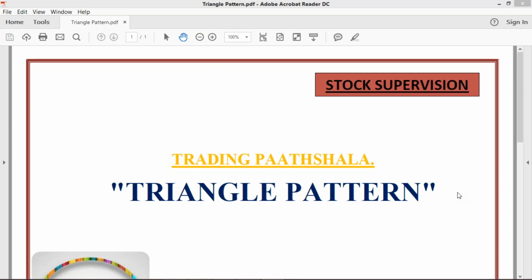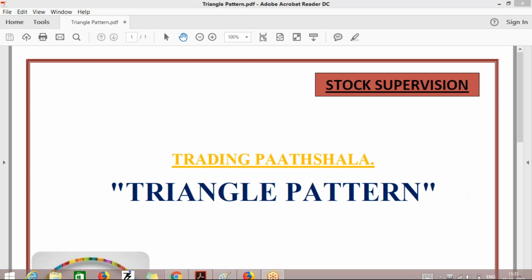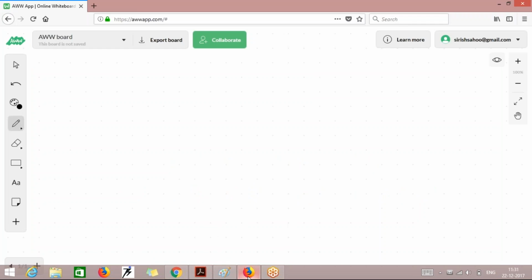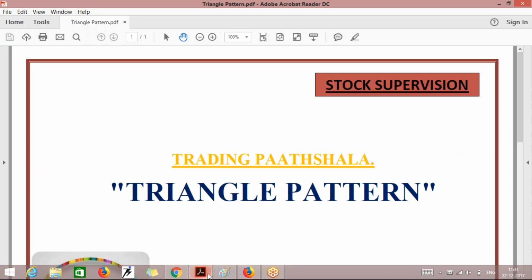Hello friends, today we will discuss triangle patterns. On that we will discuss three patterns, that is symmetrical, descending and ascending triangle. So we will not waste any more time. We will straight away start with symmetrical triangle. These are actually continuation patterns, but we will discuss each and every bit of these triangle patterns.